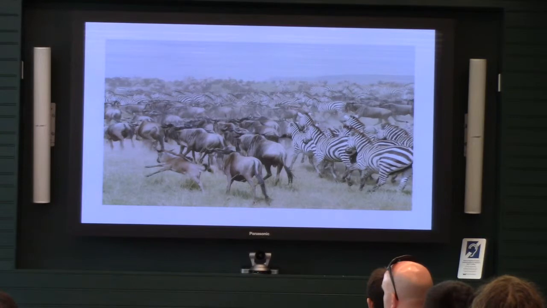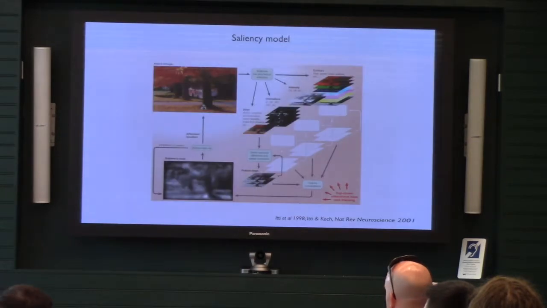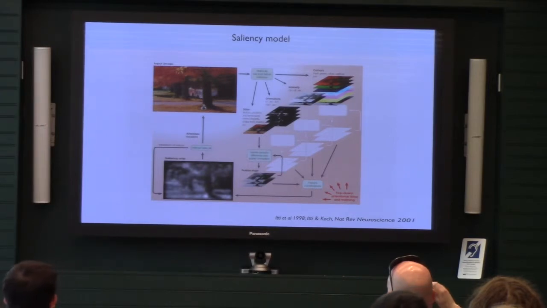The question that people ask is, what is really salient here? Is this wildebeest kid salient, or is something else, a mountain, etc.? And they came up with different models over many years to figure out what is the most salient location. And the best model, at least 20 years ago, and I think still one of the best models, was the saliency model by Itti and Koch.